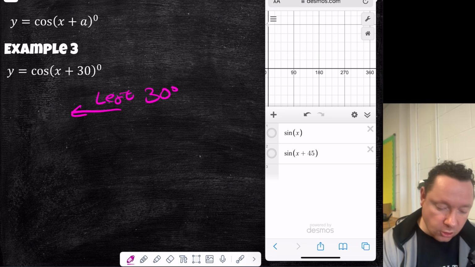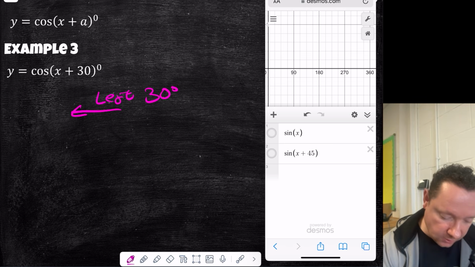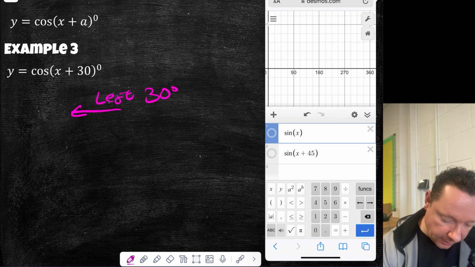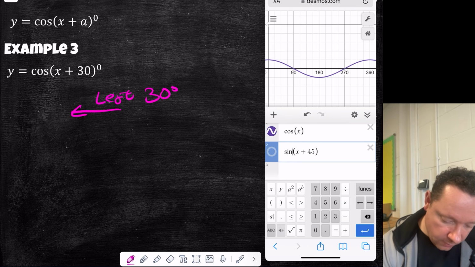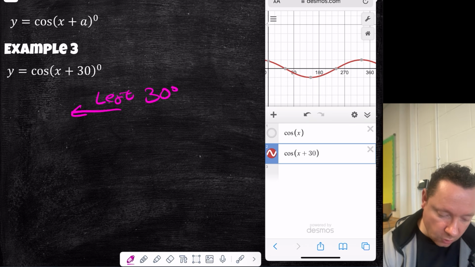Now, usually you're not going to draw past 0 or past 360. So when you draw this, let's just draw cos x. There it is there. When I draw cos of x plus 30, you can see my new graph, I'll just get rid of the original graph, is there. So I'm not drawing everything.